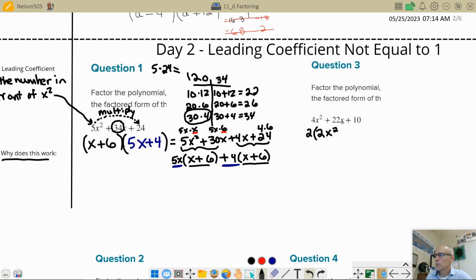2 times what would give me 22x? It would have to be an 11x right there. 2 times what would give me 10? Oh, that would have to be a 5, right? That's one way to distribute a 2 out. Another way is to say, well, 4 is 2 times 2, 22 is 2 times 11, and 10 is 2 times 5. So I'm pulling that common factor of 2 out and putting it right there. And the remaining factors that I couldn't distribute to the front have to stay inside. See the 2, the 11, and the 5, right?